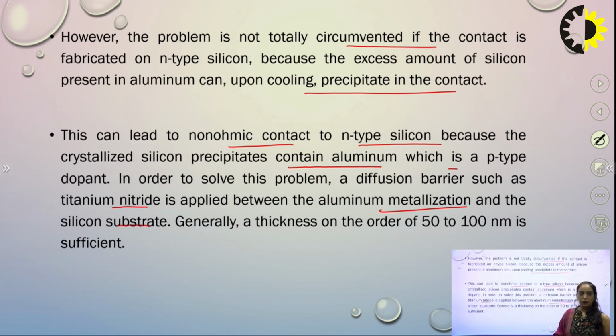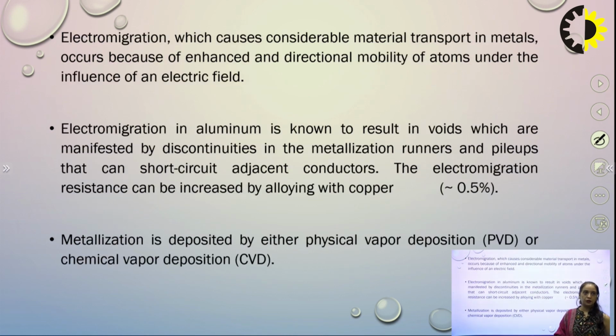We have seen this in the previous diagram also. Before the metallization is done, we deposit a layer of titanium or titanium nitride, which is used to prevent the aluminum penetration into the silicon substrate. Generally a thickness in the order of 50 to 100 nanometers is sufficient for the application.